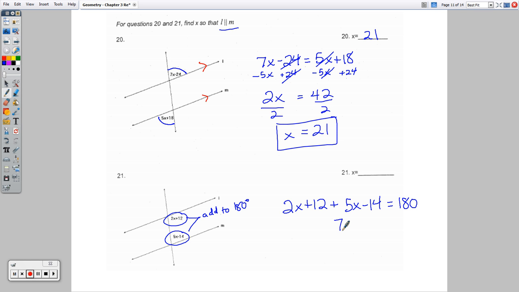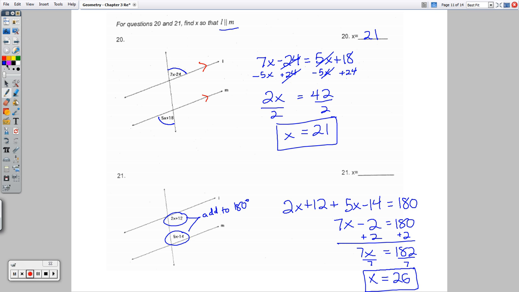And if we combine like terms, we have this. And if I add 2 to both sides, that gets me 7x equals 182. I divide both sides by 7, and that leaves me with my answer of x equals 26. That would have to be the value of x if these two lines are in fact going to be parallel. If we can prove that they're parallel, that has to be what x equals.